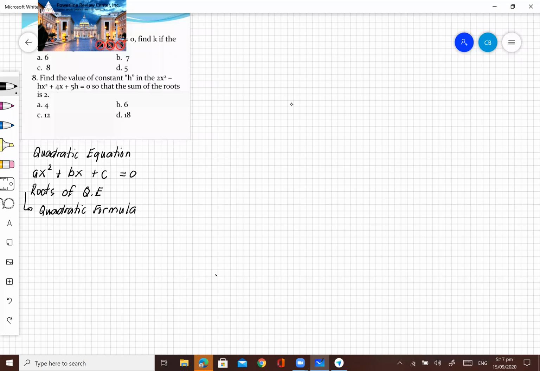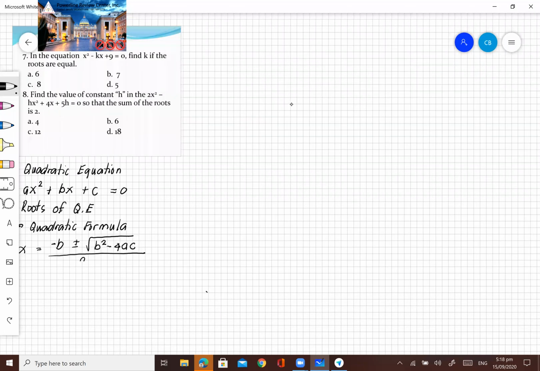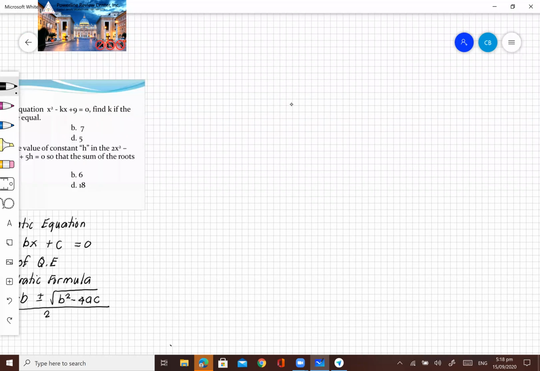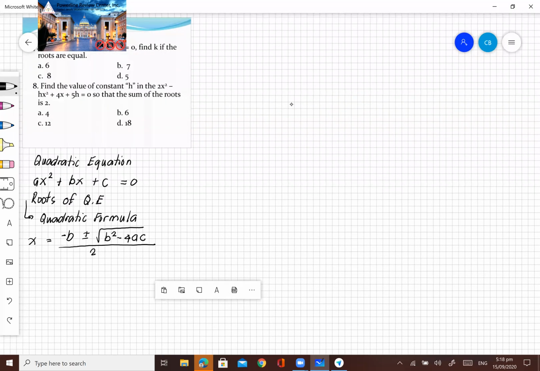Now, to solve for the roots of the equation, we use the quadratic formula. To solve for the roots, x is always equal to negative b plus or minus the square root of b squared minus 4ac, all divided by 2a. So that is our quadratic formula. We use this equation to solve for the value of its roots.